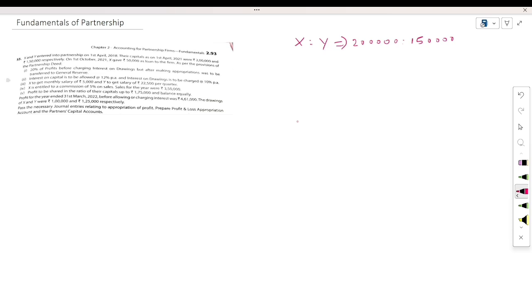On 1st October 2021, what is happening here? X gave 50,000 as a loan to the firm. X gave a loan to the firm. How much amount? 50,000.